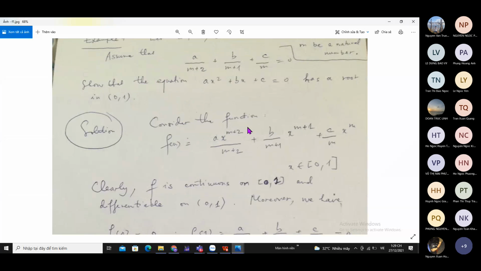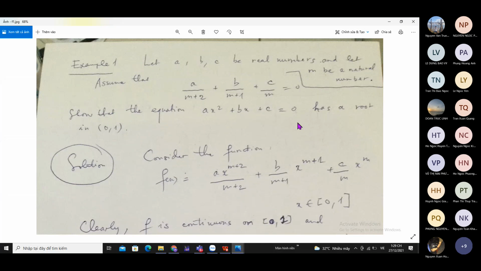Can you see the new slide, Mai Phương? Yes. Okay.